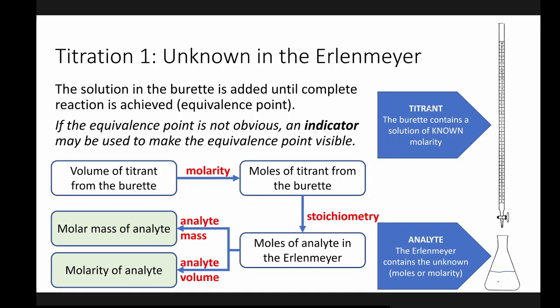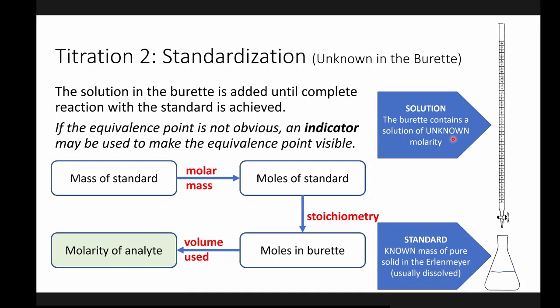This is generally done by mass. The one that is generally used is KHP. We'll look at a sample of that in the problems that we do. But the moles of your standard, you take a mass of your standard, and using its molar mass, you determine the number of moles. That goes into your Erlenmeyer. It's dissolved in water, and then you titrate it with the solution from your burette.